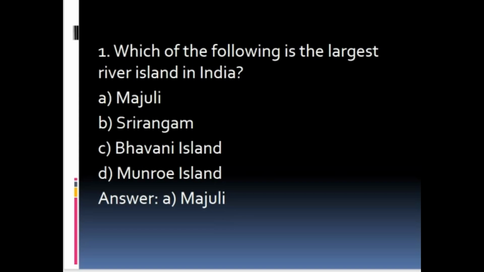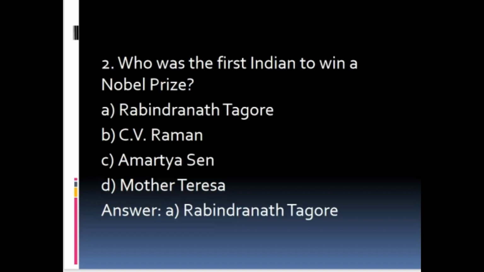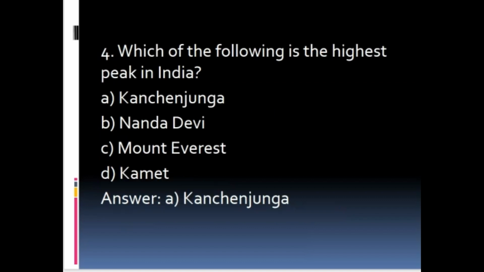Which of the following is the largest river island in India? Majuli, Srirangam, Bhavani Island, Munro Island. Answer A. Majuli. Who was the first Indian to win a Nobel Prize? Rabindranath Tagore, C.V. Raman, Amartya Sen, Mother Teresa. Answer A. Rabindranath Tagore. Which of the following is the highest peak in India?